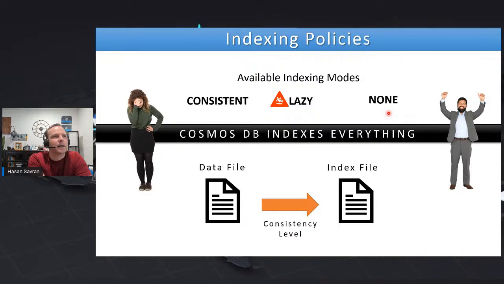The next one is none. That means you don't need indexes. A case where you might need that is maybe you are using Cosmos DB as a key-value database. If that is the case, your key is going to be the partition key anyway, and the value probably is going to be a JSON document or a large JSON document. You might not even need to index it anymore.